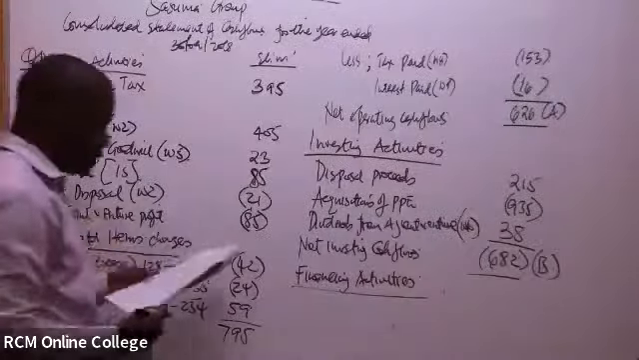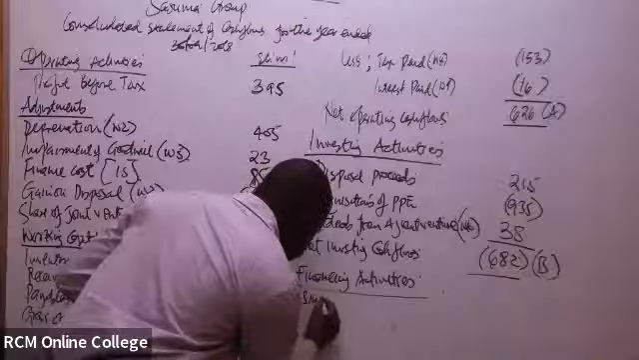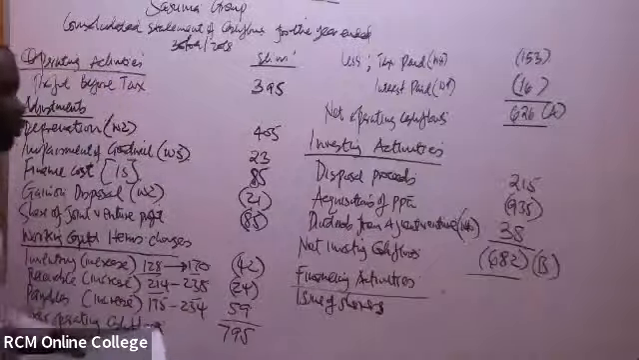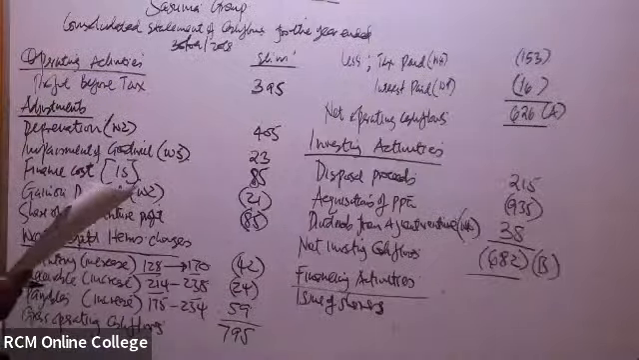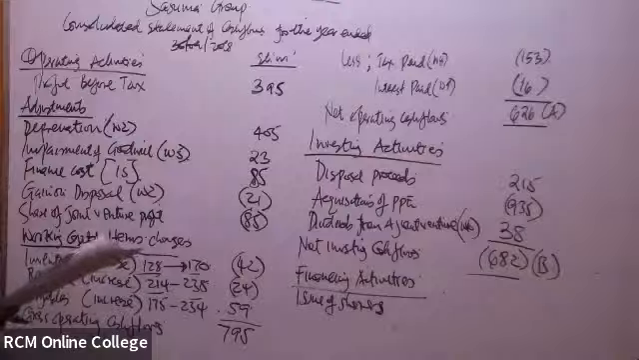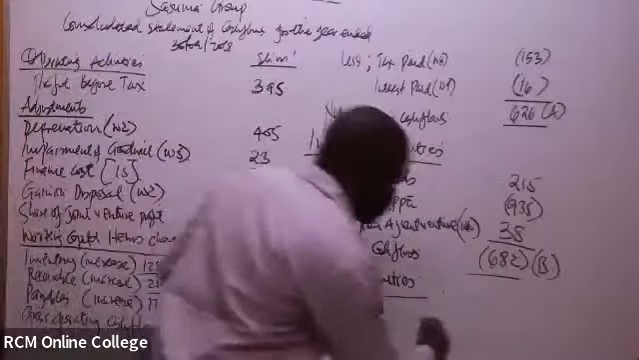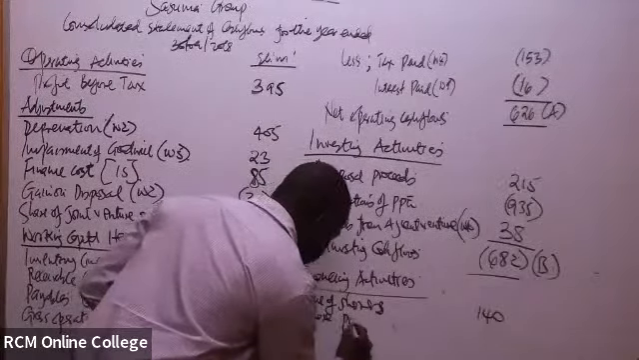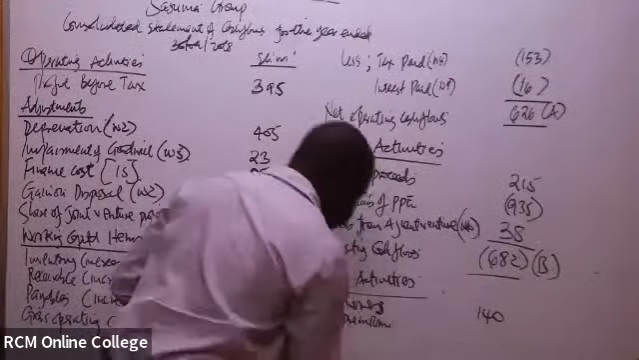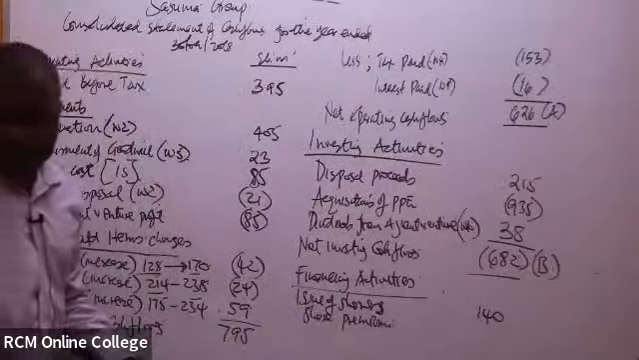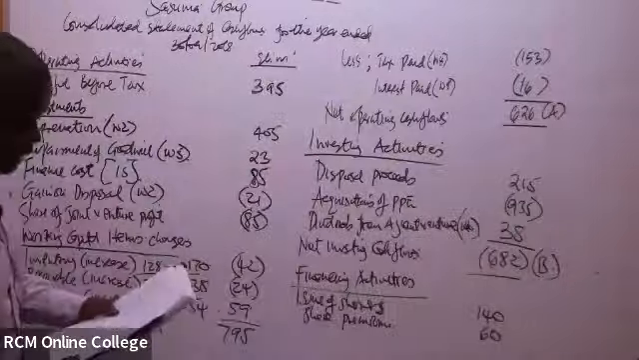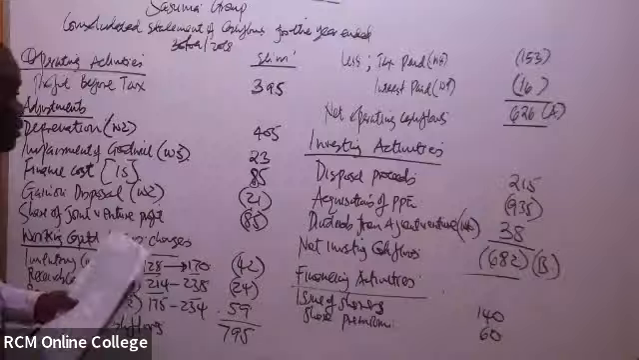So we have in this case issue of shares. What was the figure that was received from issue of shares? Faith, the figure that was actually received from issue of shares, it was 140. From share premium, it was how much? It was actually in this case 60. So we can just continue.